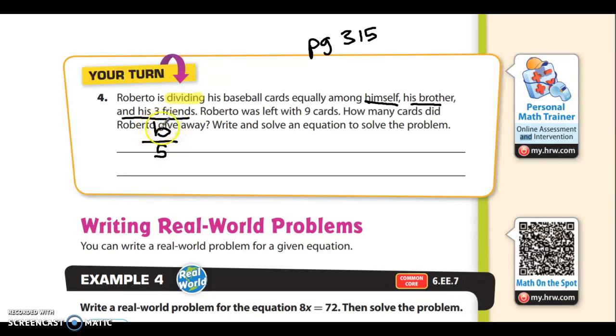This is the number of baseball cards. This is the 5 people it's dividing. And Roberto was left with 9 cards. That means equals 9. Now that's kind of the first part of the problem. We have written our equation. Now we have to solve it.